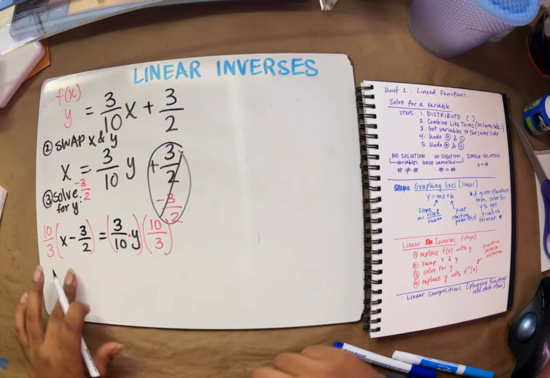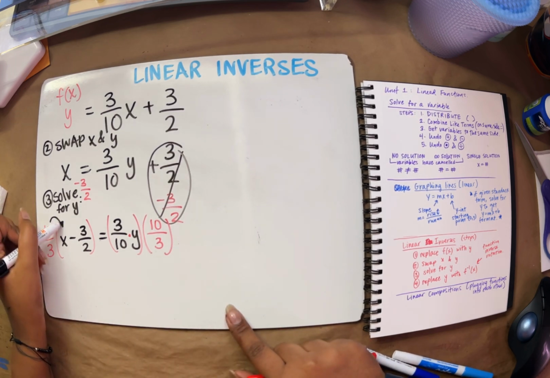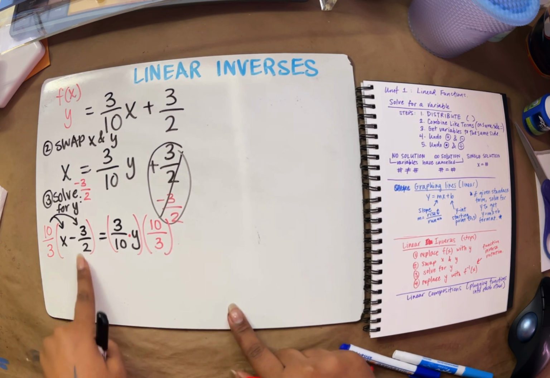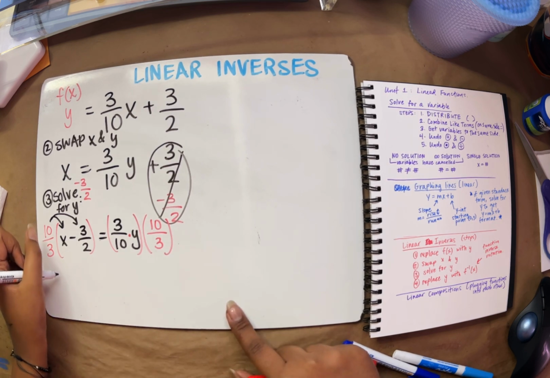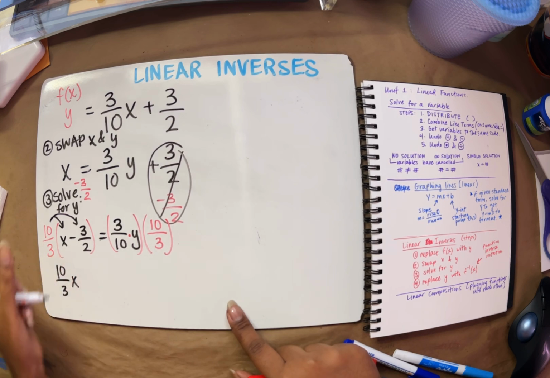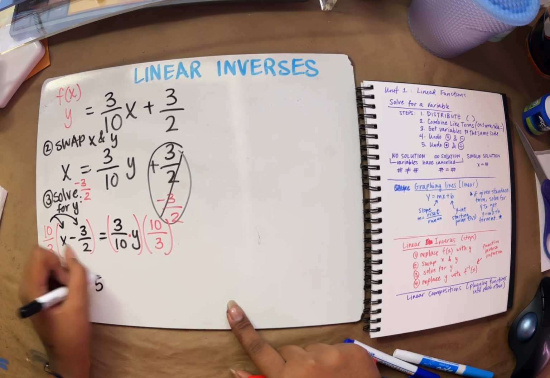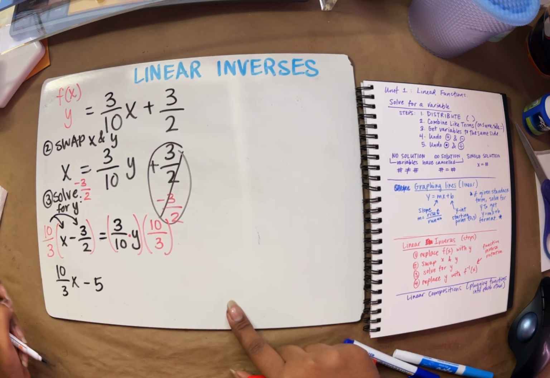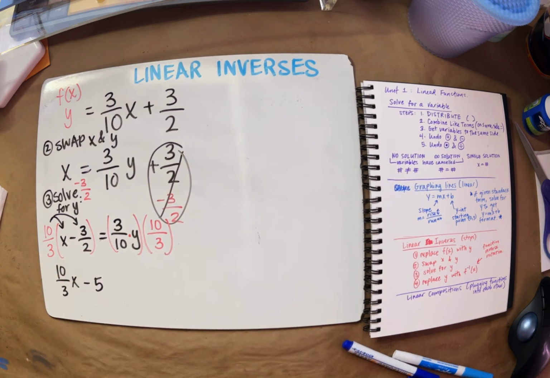So if you look at here, I'm going to distribute because I see parentheses and I see 2 terms. So I have 10 over 3 times x. Then negative 10 times 3 is 30 over 6, which is negative 5, I believe. Yeah, negative 5. 10 times 3 is 30. 3 times 2 is 6. So it's 30 divided by 6, and this is negative. So negative 30 divided by 6 is negative 5.